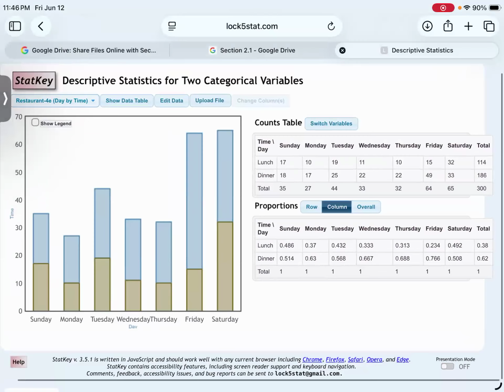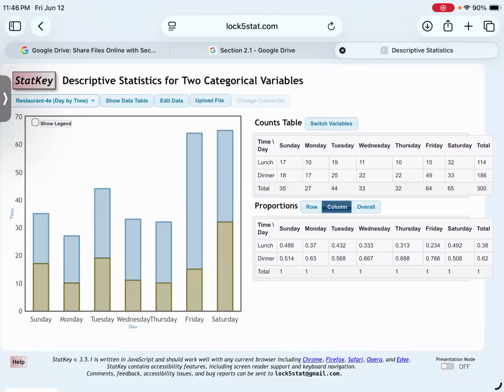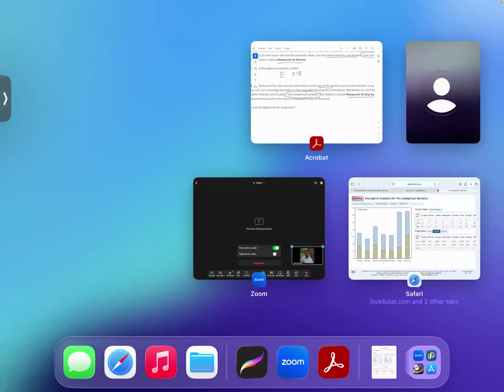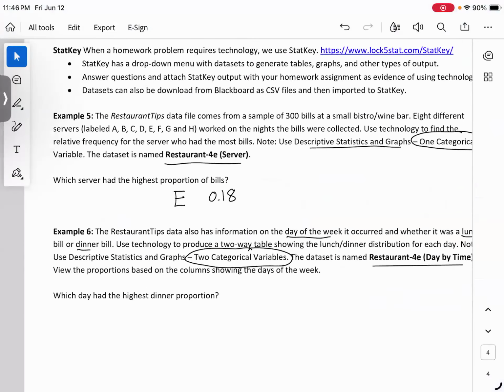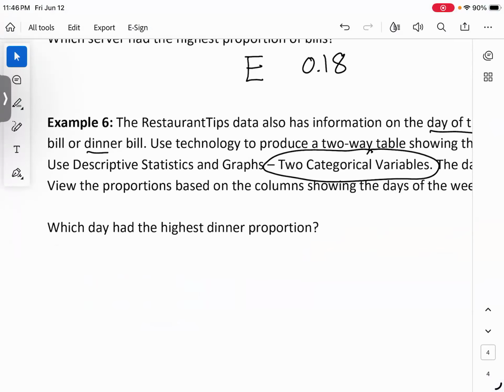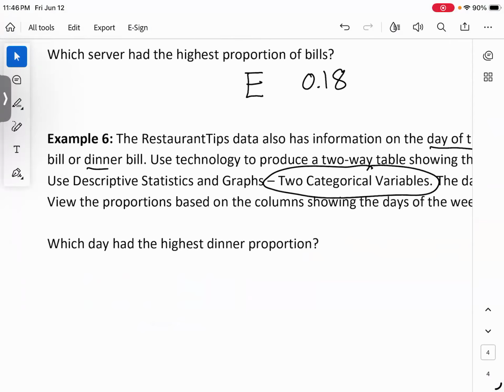But again, you would take a screenshot of this, or even just a picture with your phone, to show for your evidence, like, yes, I went to StatKey and I did it, and I made the graph, and here it is. But let me hop over to the lecture and see what answer they want us to give. Which day had the highest dinner proportion? That would be Friday. And if it doesn't ask you to give the proportion, you don't have to. But if it does, go ahead and do it.